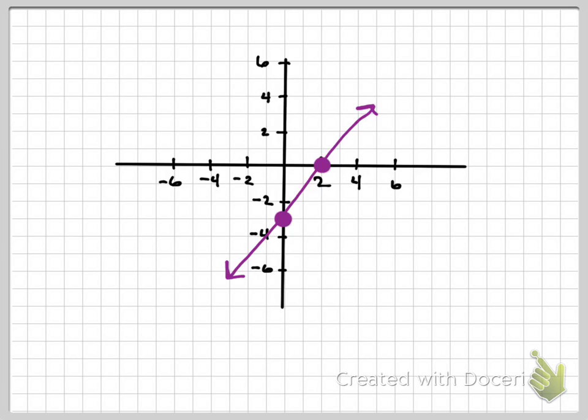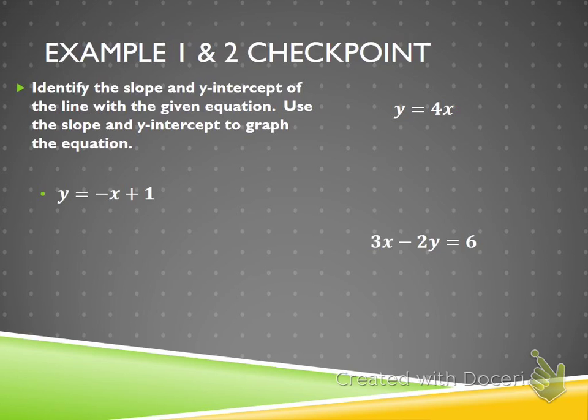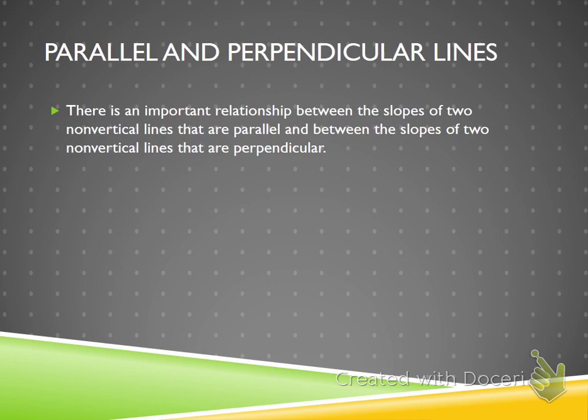Okay, so this, guys, is probably the most important concept of the lesson, using your slope and your y-intercept to graph the line. So this is pretty much half of your homework assignment. The other half of your homework assignment deals with parallel and perpendicular lines. All right, parallel and perpendicular lines.